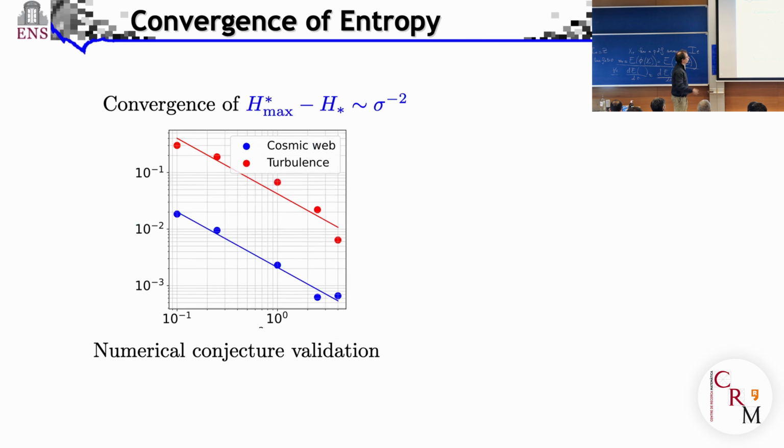We can verify the conjecture on the decay of the entropy as a function of the variance, and that's going to take 1 minute.